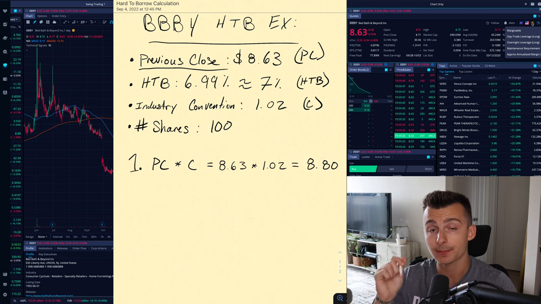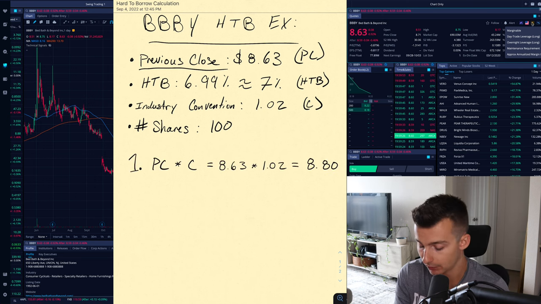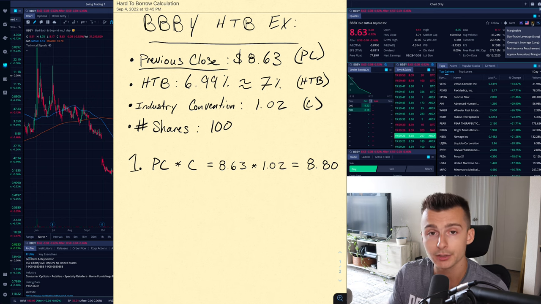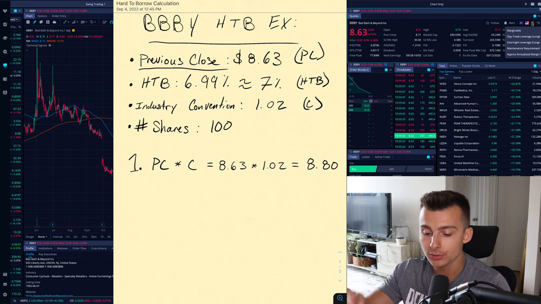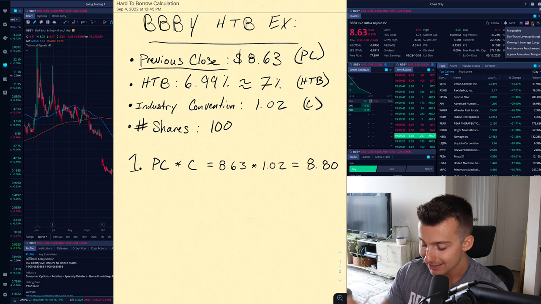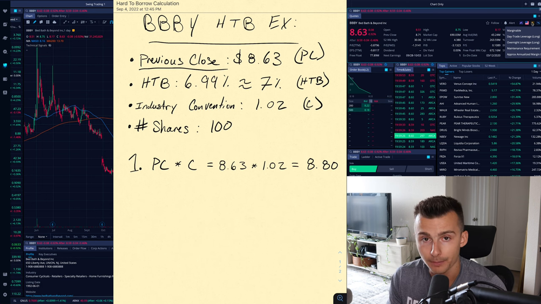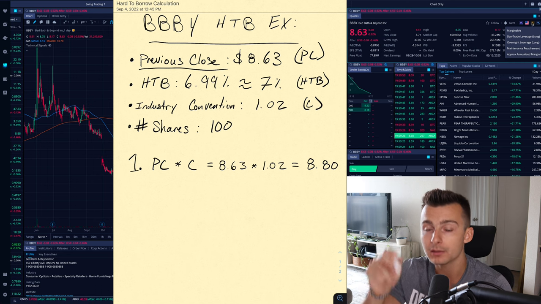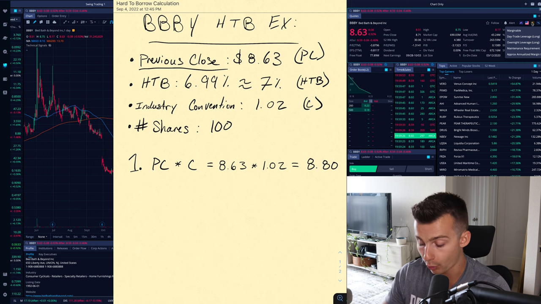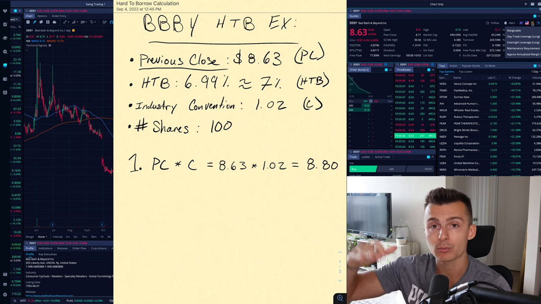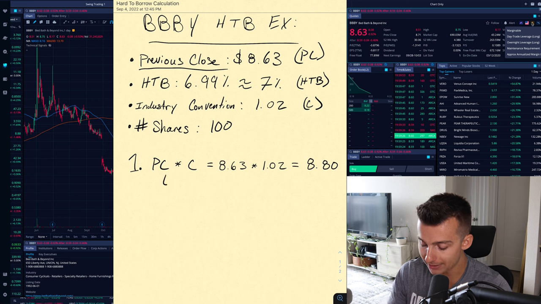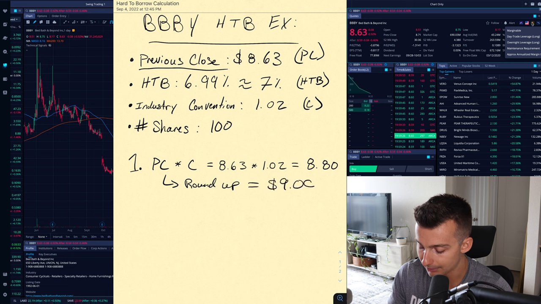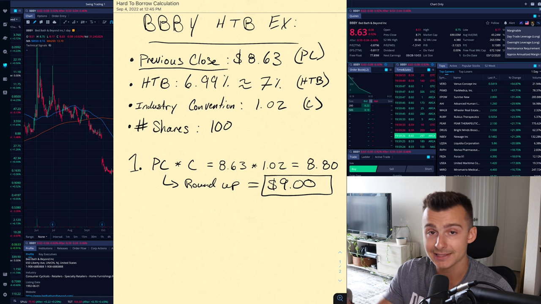So step one, we take the previous close times that industry convention, so 8.63 times 1.02, and we get 8.8026. I'm going to round that to 8.80. Now, we take this number and we round it up to the nearest whole number no matter what. Even if this came in at 8.01, it would get rounded up to 9. So now we round up, and we're left with roughly $9. That is the number we're going to use in the next step of the calculation.